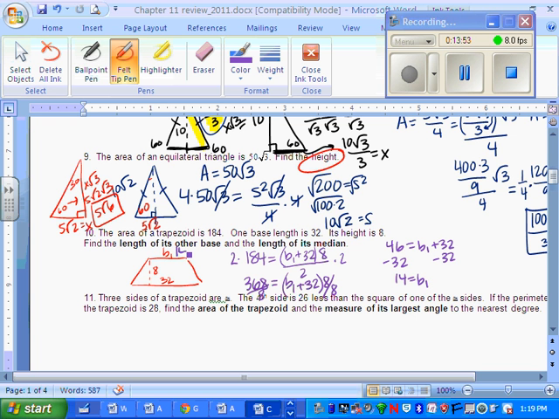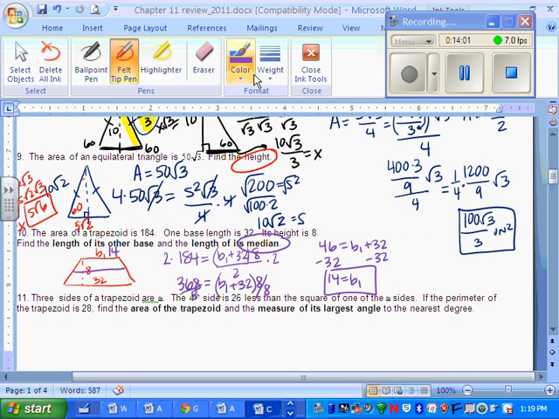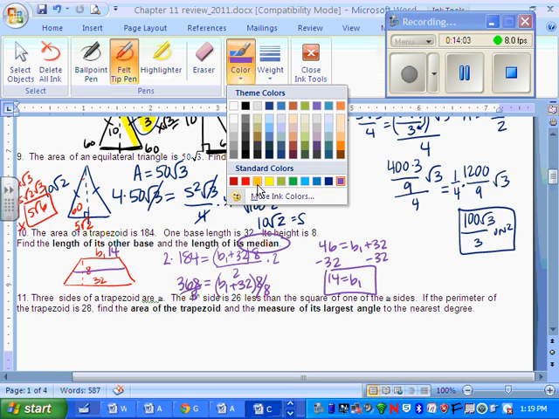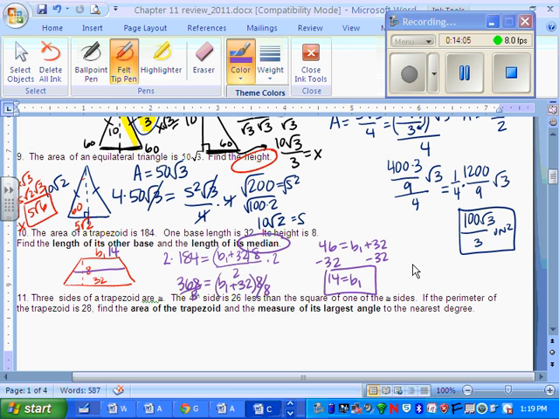Okay, I know this is 14, and remember the median is the average of the two bases. To find the median, again, I'm going to take the average, 14 plus 32 divided by 2, and I'll have the answer, which is 23. Median is 14 plus 32 divided by 2, 23.